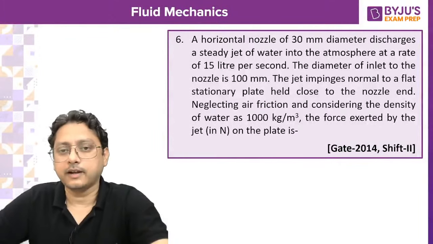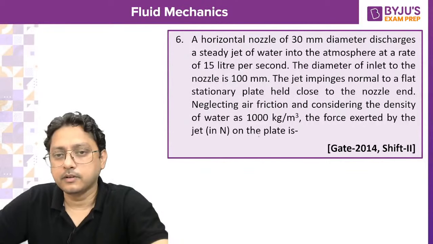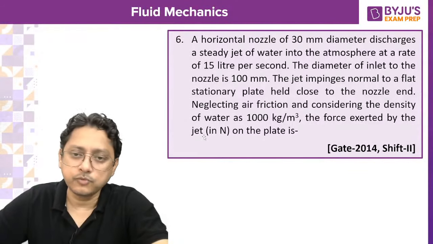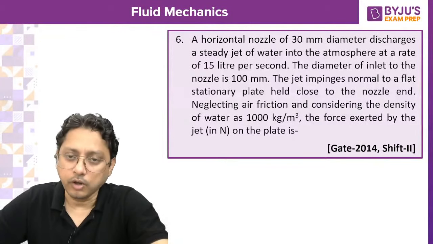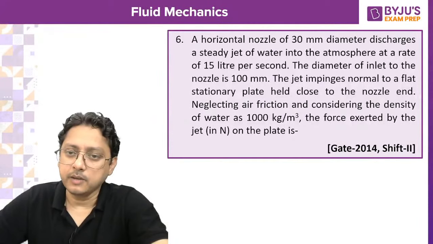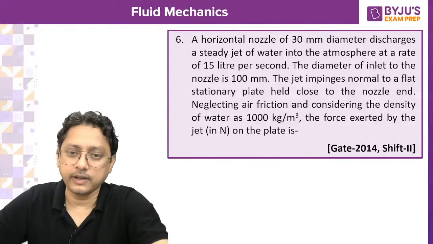Now another question is that a horizontal nozzle of 30 mm diameter discharges a steady jet of water into atmosphere at a rate of 15 liter per second. The diameter of inlet to the nozzle is 100 mm. The jet impinges normal to a flat stationary plate held close to the nozzle end.